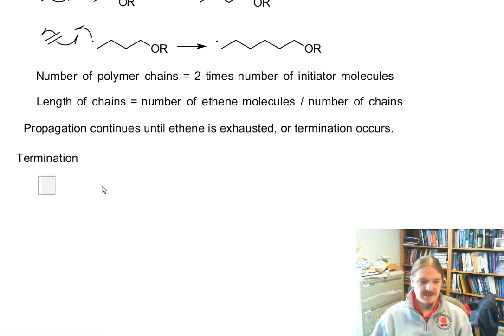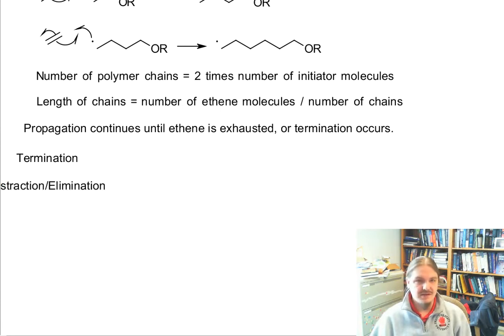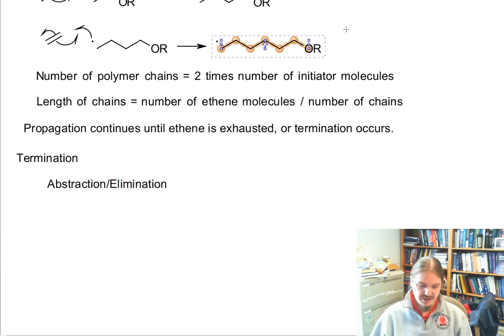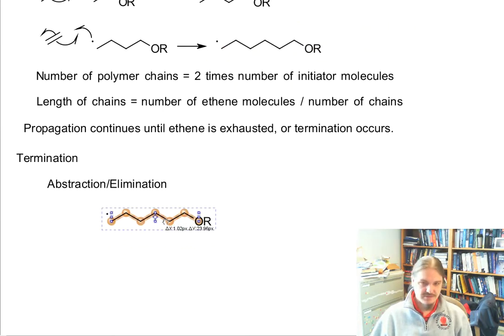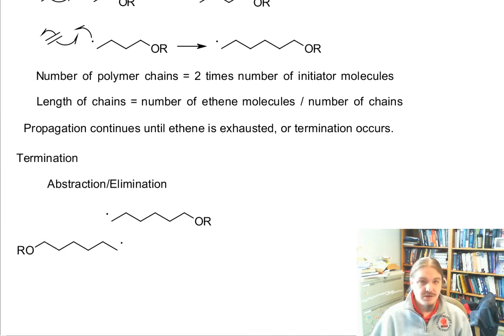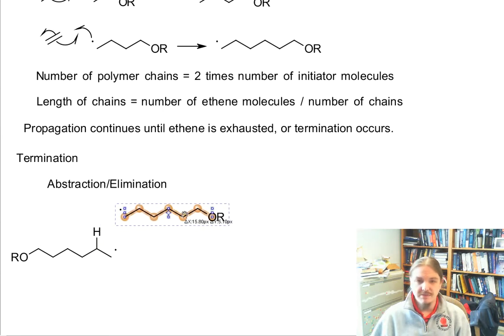There are two common termination steps. There's really one common termination step, and it's the abstraction elimination thing that I talked about in the video on termination. And so in the abstraction elimination case, what we have are our two chains. We'll just use short chains for the moment, but we have two chains, both with radicals on the end of them. And the radical at the end of one chain abstracts a hydrogen from the end of the other chain, which then leads to elimination on that second chain.